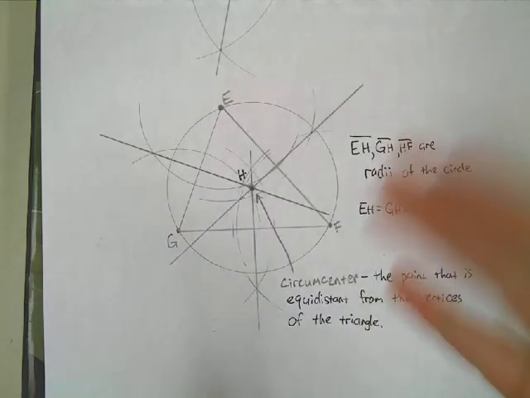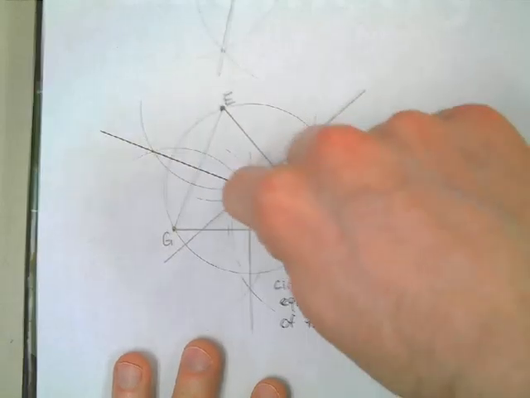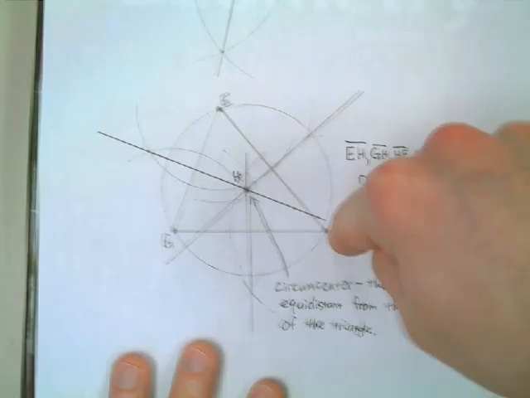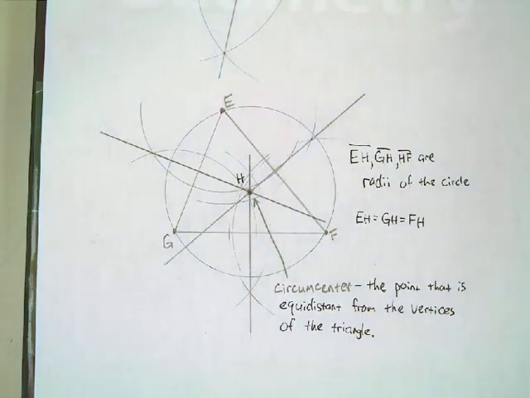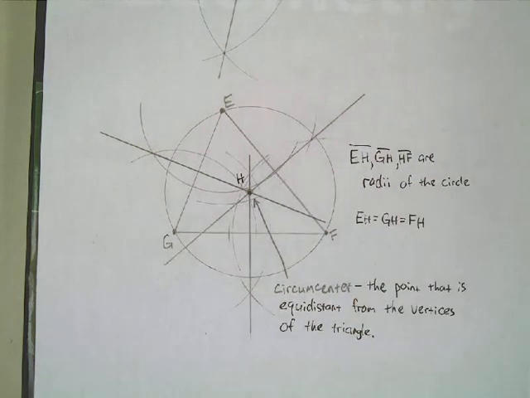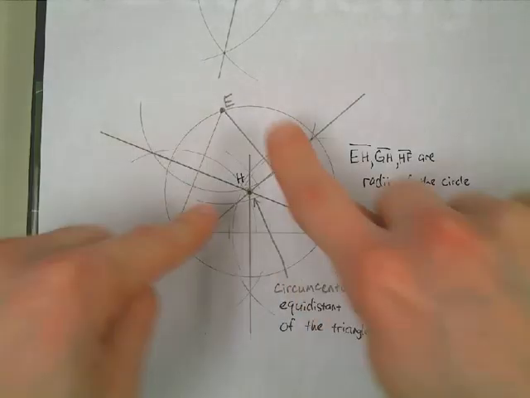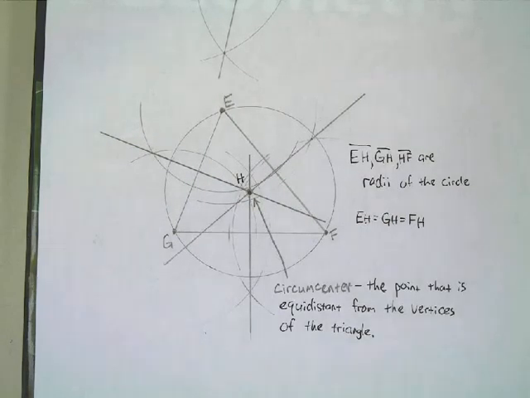So the idea is that since we drew perpendicular bisectors, we know that this point is going to be equal distance from G, F, and E. That's how we know it's true. That would be given information, once you have it constructed and drawn. The proof is in the construction markings. So, question? Yeah, exactly.